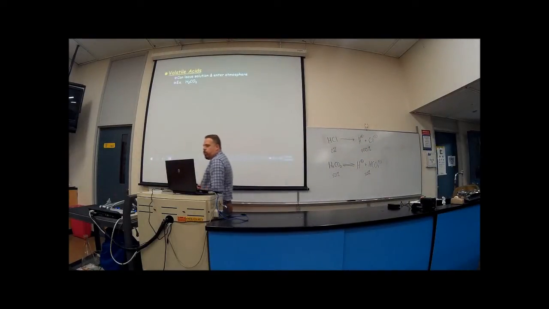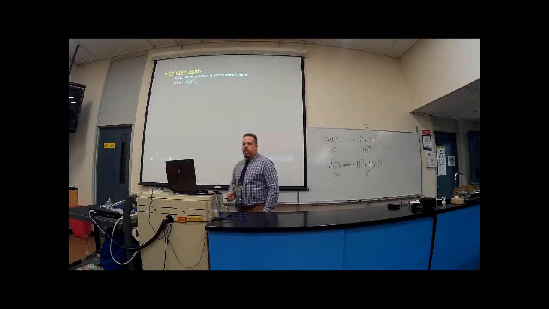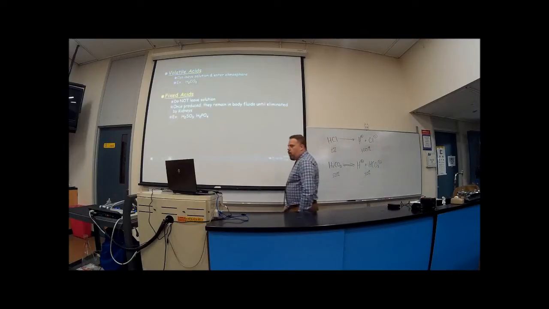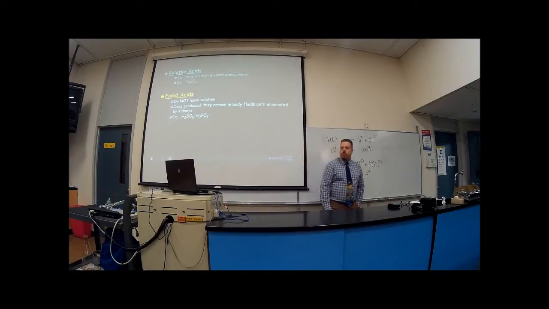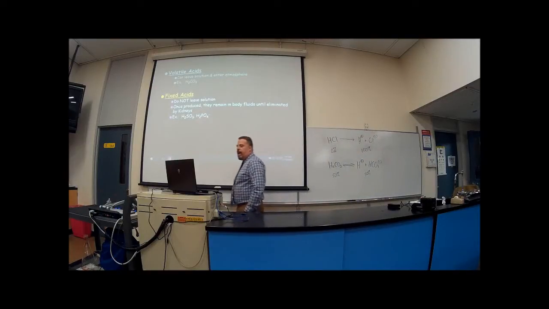So we have things called volatile acids. Volatile acids are acids that can actually leave our body into the environment. Okay? So a good example is our good old carbonic acid. That can get changed to carbon dioxide, and we could blow that off, and it goes into the atmosphere. We also have fixed acids that don't leave the solution. Once they're produced, they remain in our body fluids until the kidney can actually get rid of them. All right? And this is sulfuric acid, phosphoric acid. These are other things that we don't really need to talk about much.